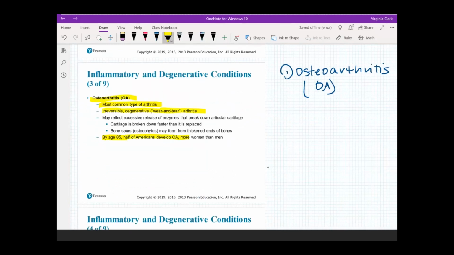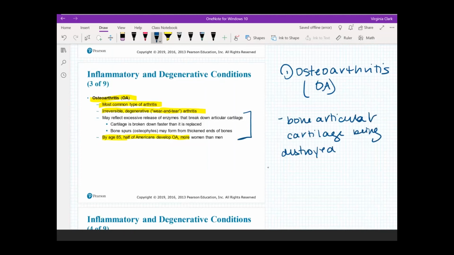What happens with osteoarthritis is these particular steps. It may be due to the bone's articular cartilage. The articular cartilage covering the ends of the bones is being destroyed, but not yet replaced.